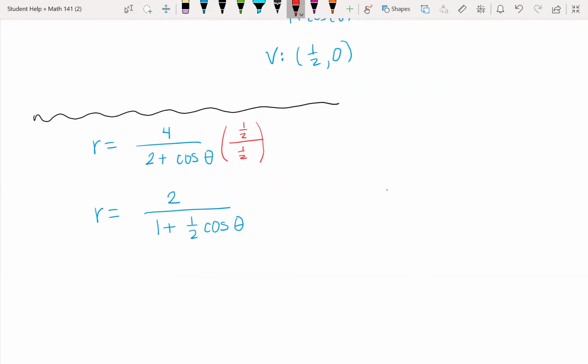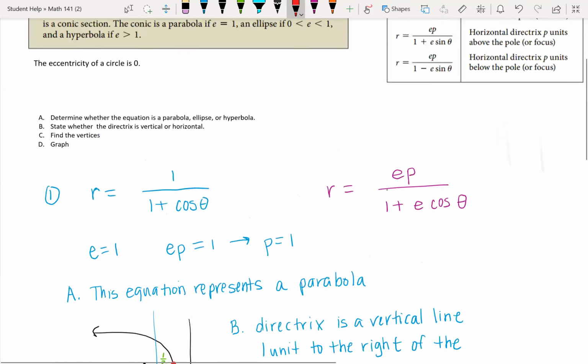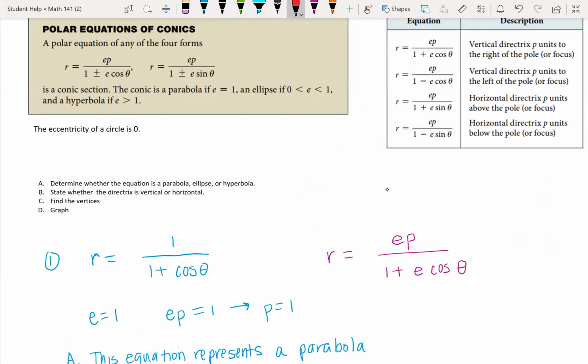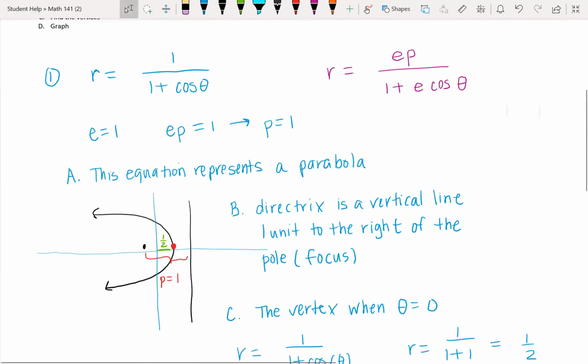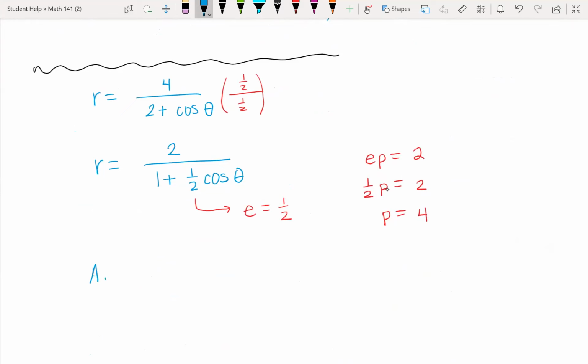That means that E, which is sitting right here, is going to be equal to 1/2. And then I take what's in the numerator. The numerator is 2. E times P is equal to 2. We said that E is 1/2. So I'm getting that P in this case is equal to 4. Because E is equal to 1/2, going back up to our chart up here, when E is a fraction, that means that the graph we have is an ellipse. So we know that the graph is an ellipse.